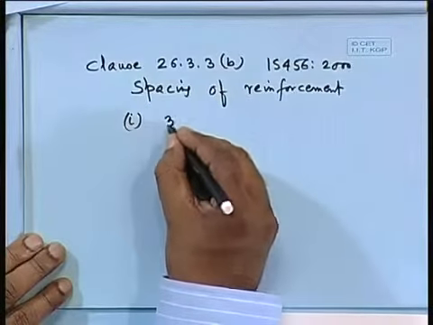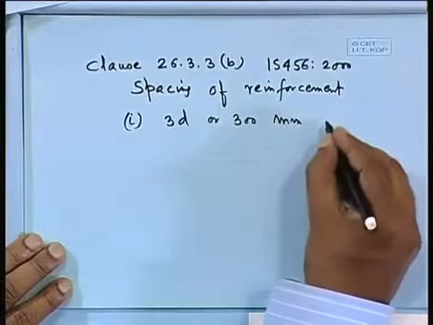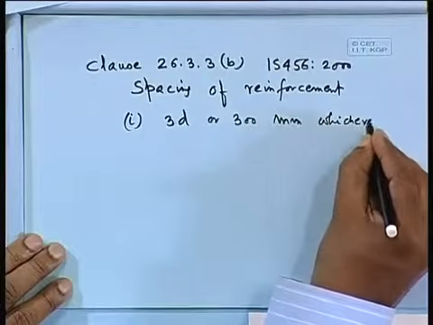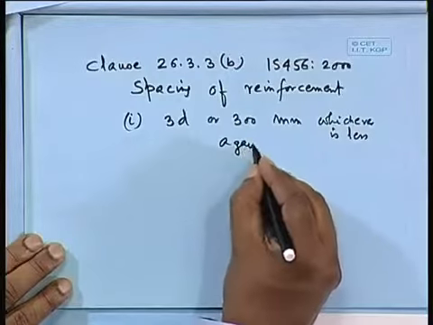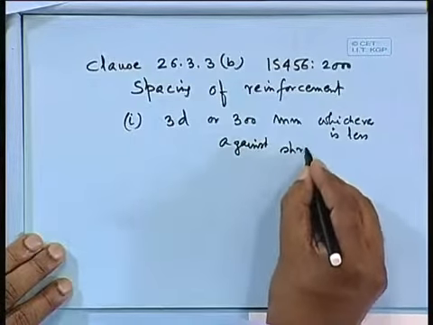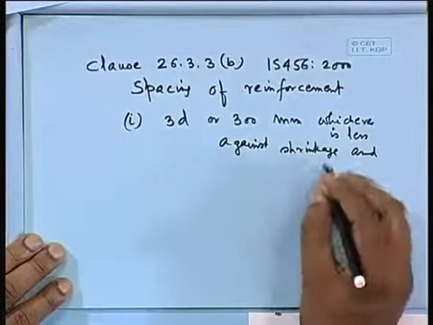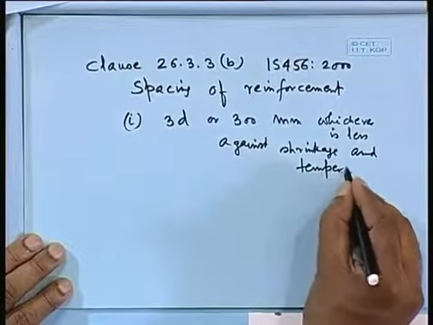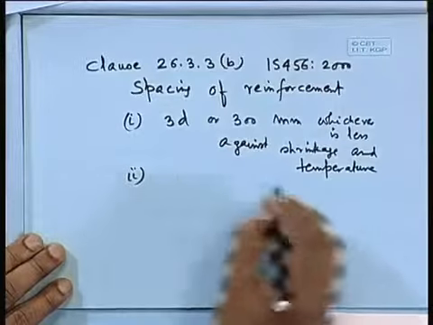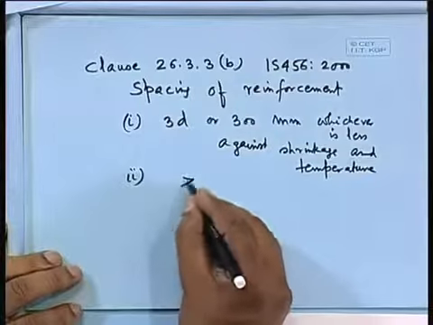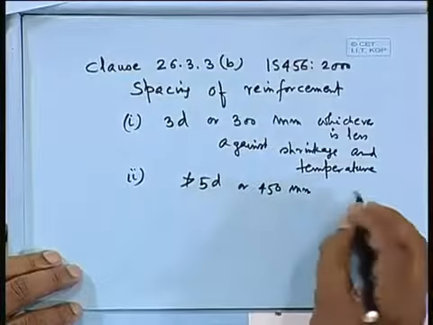There are two cases: 3D or 300 millimeter, whichever is less. Another one, this is also including against shrinkage and temperature. There is another one, number 2, this is also including shrinkage and temperature, that is your 5D or 450 millimeter, whichever is less.